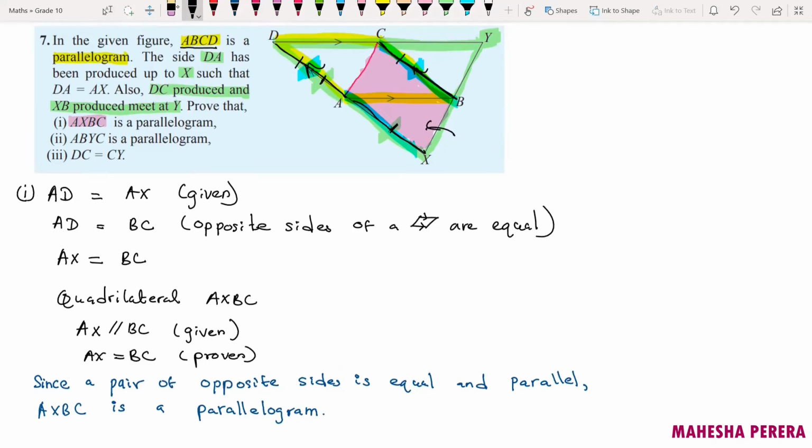Right, next question. ABYC is a parallelogram. Right, where is our quadrilateral ABYC? Let's erase everything and find out.